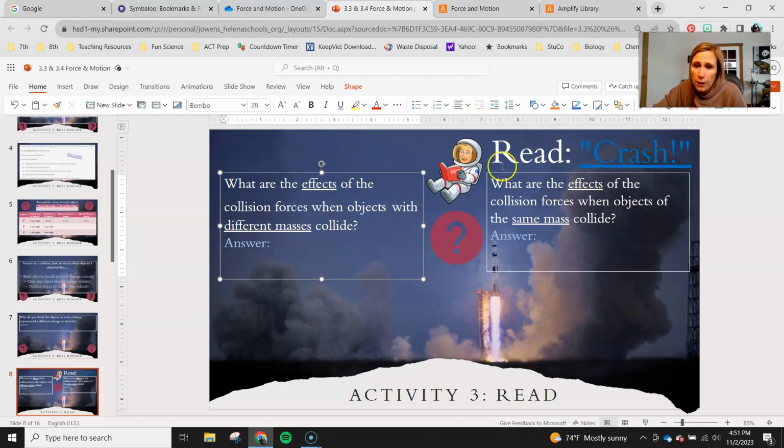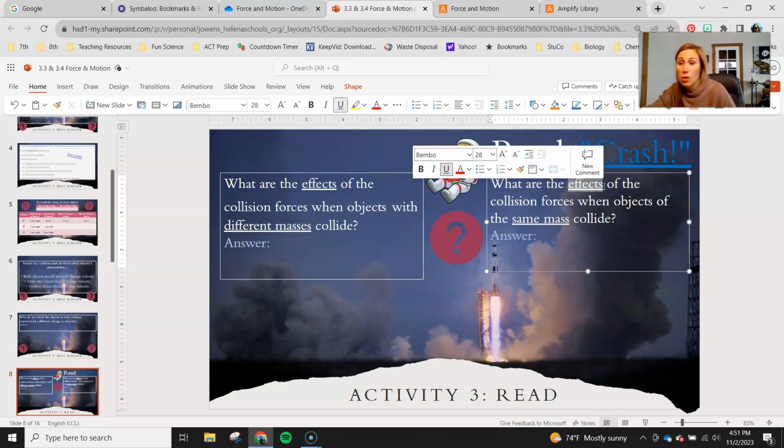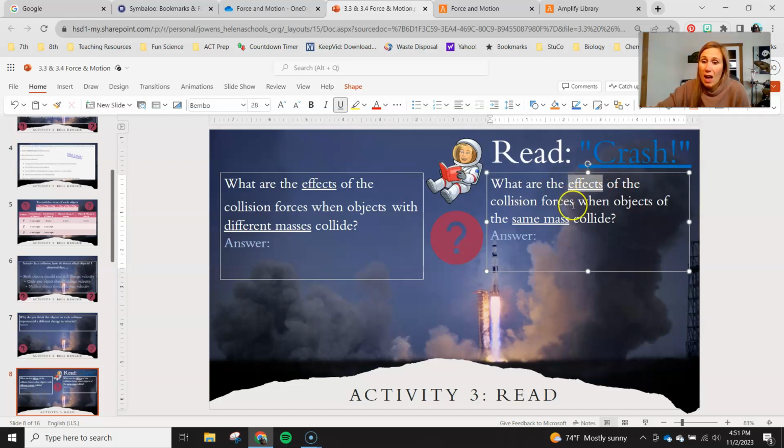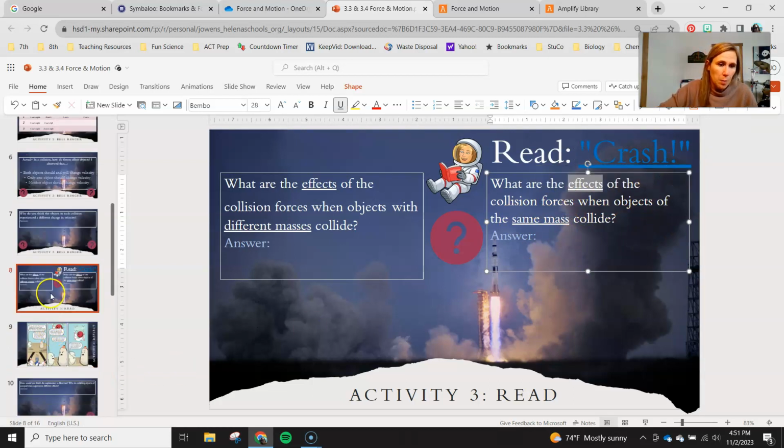And then what are the effects of the collision forces when objects of the same mass collide? So again, the force of your collision is your cause. Your change in motion after the collision is going to be your effect. So when we see 2 objects of the same mass collide, what might you see with the effects there? Okay, again, take a second, pause this video, come on back when you are done, and we'll move on to the next section.